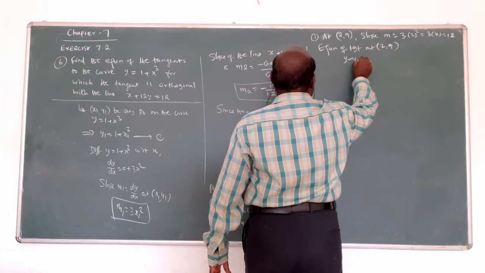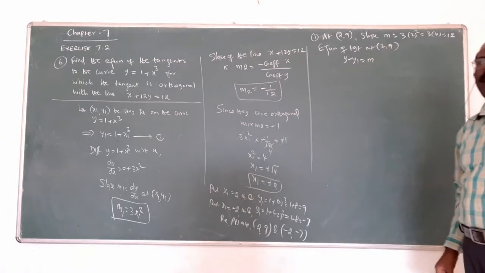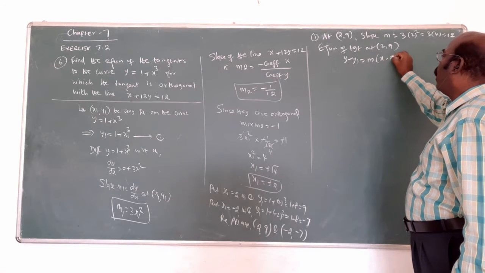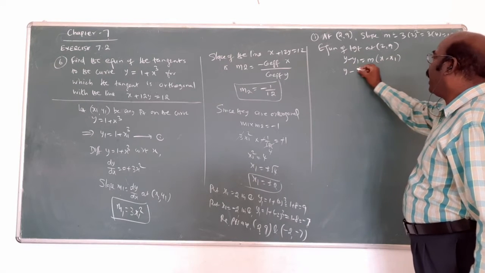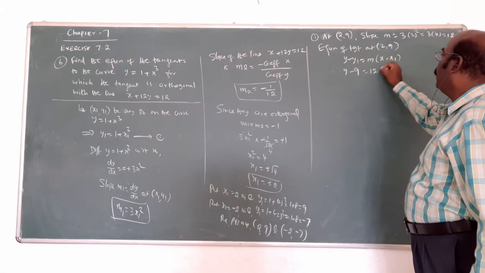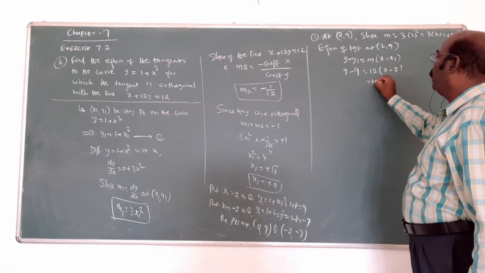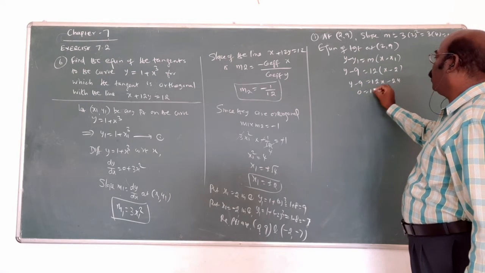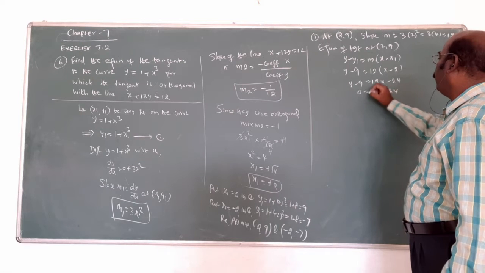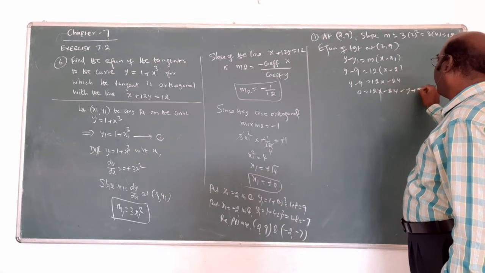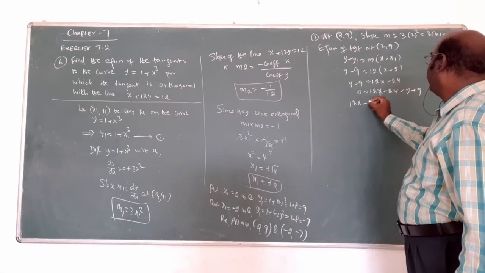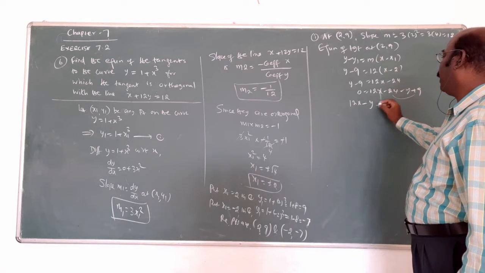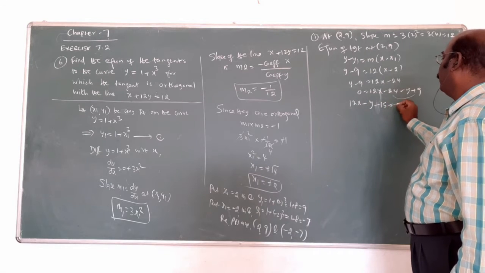Now the equation of the tangent at 2, 9. What is the formula? The previous formula only: y minus y1 equal to m into x minus x1. Y minus y1 is y minus 9. M is 12, times x minus 2. Multiply: 12x minus 24. Now 0 equal to 12x minus 24 minus y plus 9. Therefore, 12x minus y minus 15 equal to 0. This is the first answer.